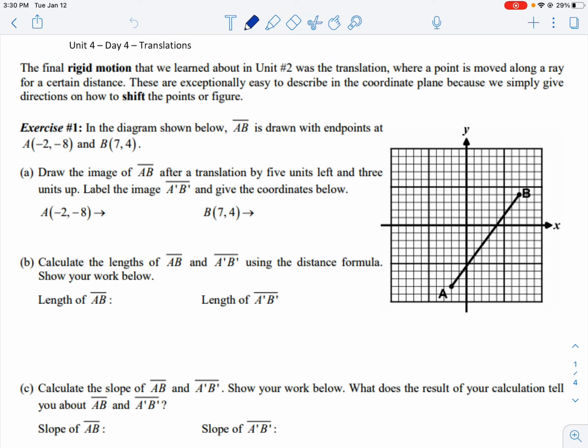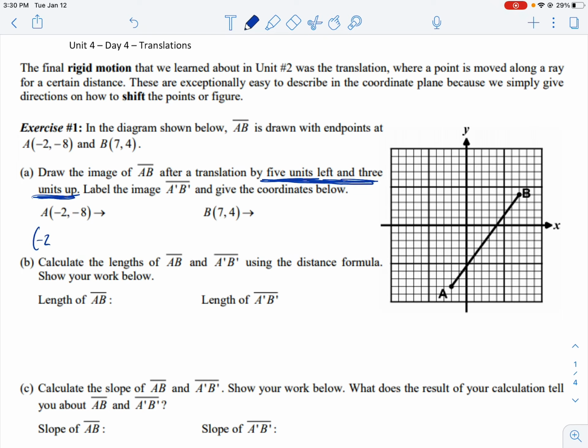So anyway, translations. In the diagram below, AB is drawn with these particular endpoints. It says, draw the image of AB after a translation of 5 units left and 3 units up. Label the image A prime, B prime, and give the coordinates below. So we're going 5 units left and 3 units up. We're going to look at each of these points and do exactly that.